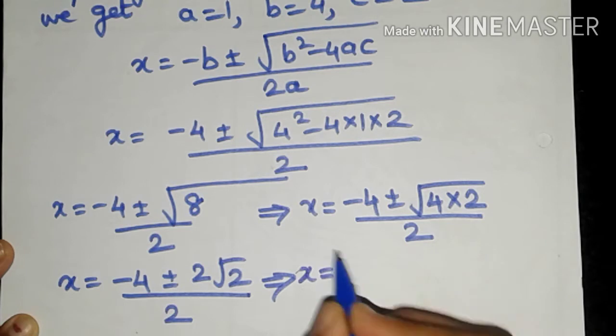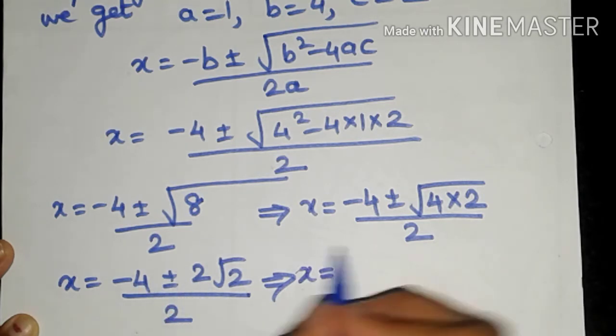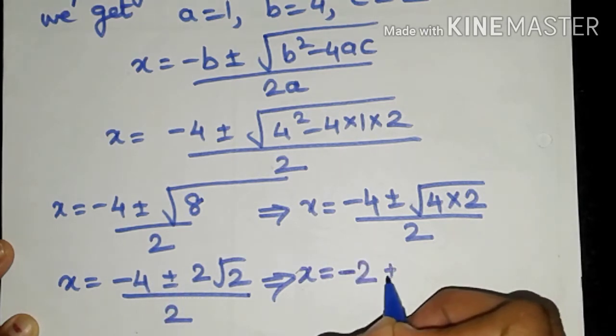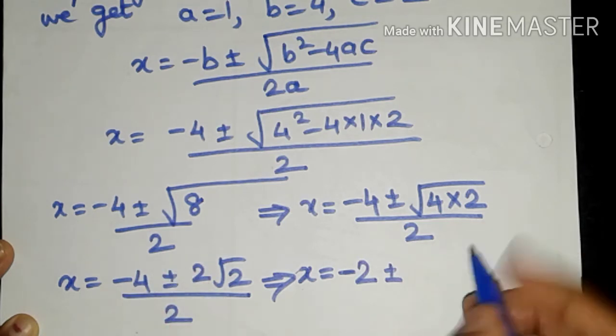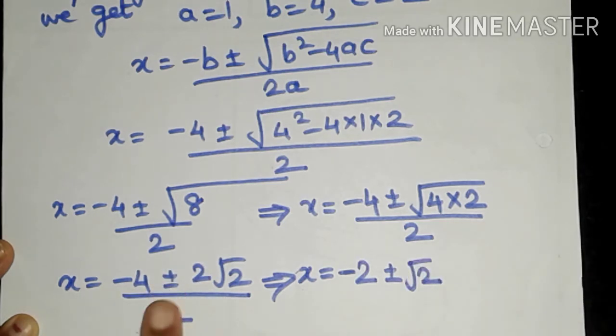So I will be left with this. When the 2 goes off, I will get minus 2 plus or minus. This 2 also goes. I will be left with root 2. What about the denominator? That 2 also gets cancelled. So this is what I am left with.